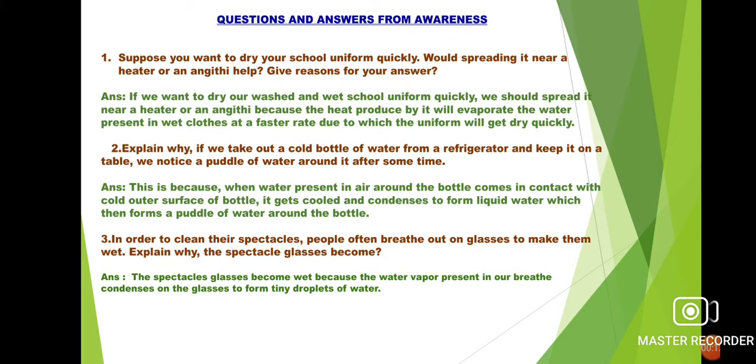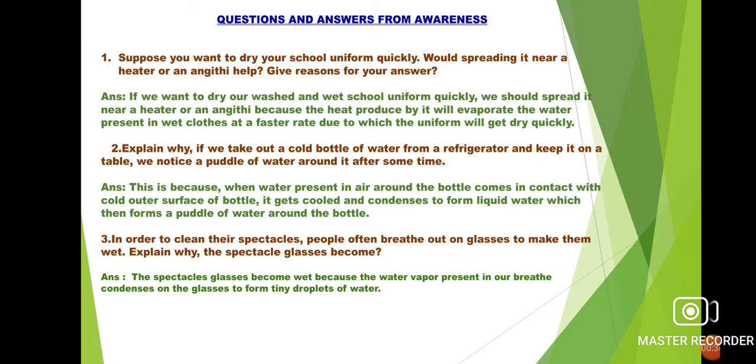So number 1, suppose you want to dry your school uniform quickly. Would spreading it near a heater or an additive help? Give reason for your answer. Yes. If you want to dry your washed and wet school uniform quickly, then what you will do? We should always spread it near a heater, because it will what?